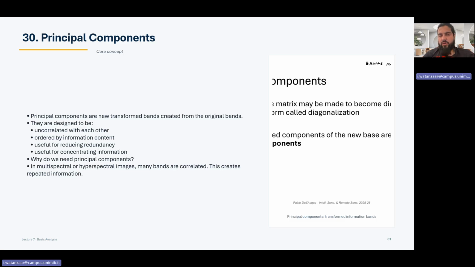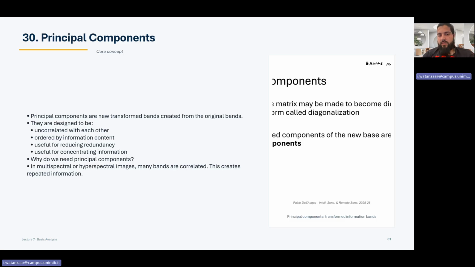Principal components are new transform bands created from the original bands. They are designed to be uncorrelated with each other. There is no relationship, a zero linear relationship, or the off diagonal is totally zero. The on diagonal matrix represents the variance of the multiple bands. So it is useful for reducing redundancy and concentrating certain information.